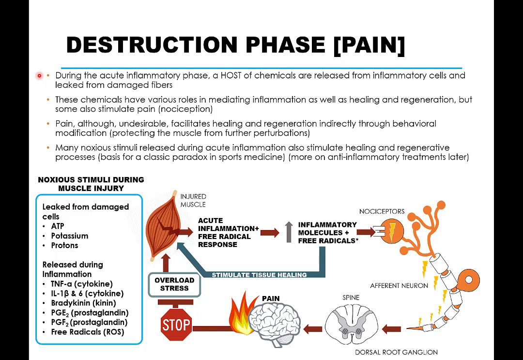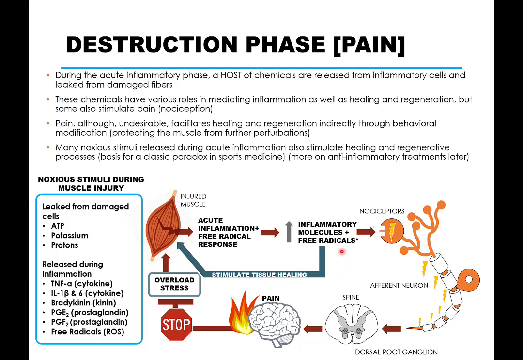So let's discuss. As shown in this figure, during the acute inflammatory response to the strain, there is a host of chemicals that are released from the recruited inflammatory cells, as we discussed earlier, as well as the damaged muscle fibers themselves. Some of the more prominent chemicals/molecules are listed here. We can see chemicals released from the damaged muscle fibers, as well as chemicals released by inflammatory cells. Now, all these different chemicals released during inflammation have the primary role of coordinating the inflammatory process, as well as setting the groundwork for healing and to stimulate healing, as shown in this figure.